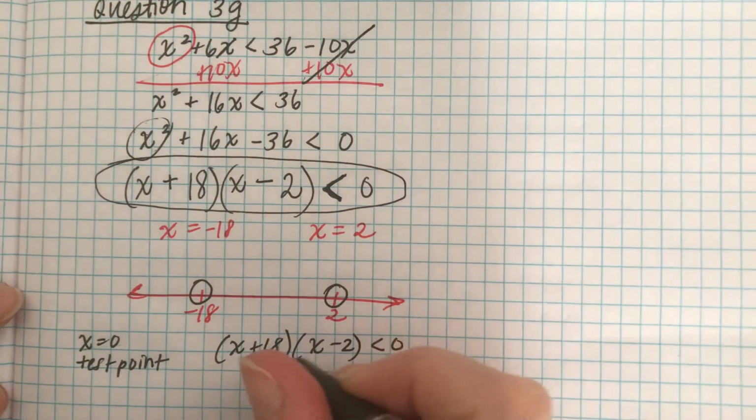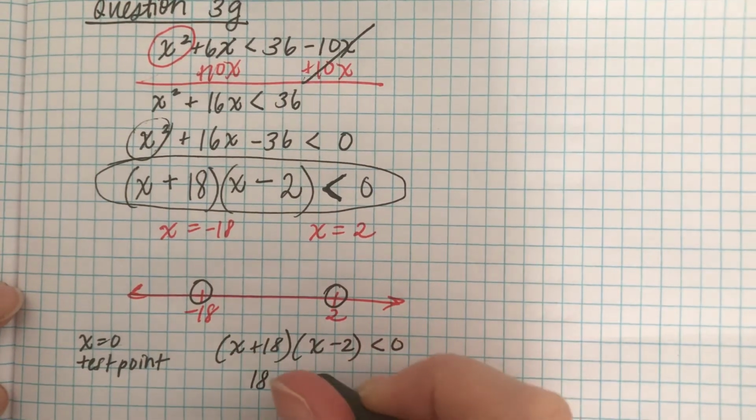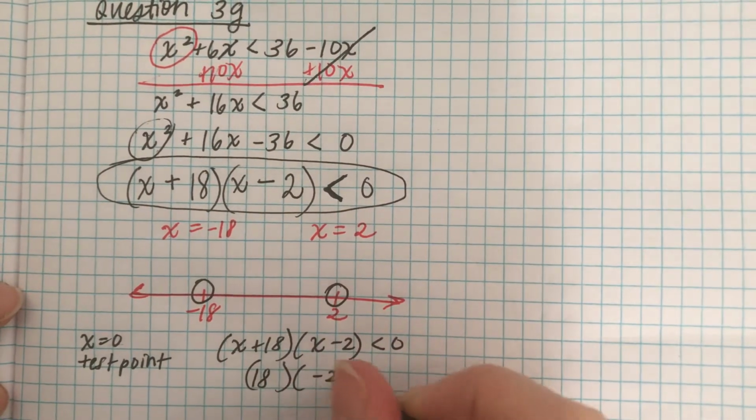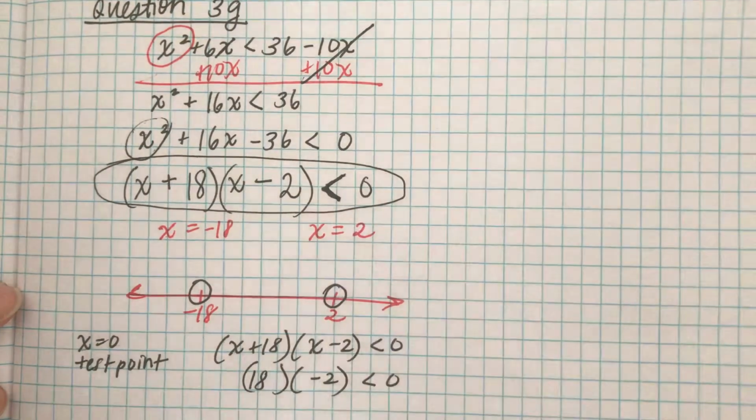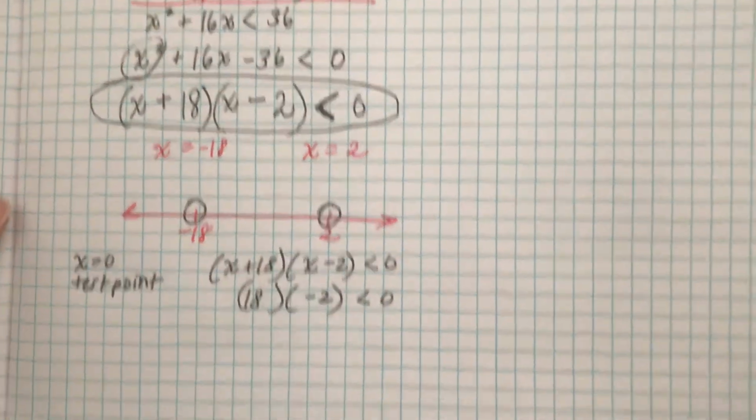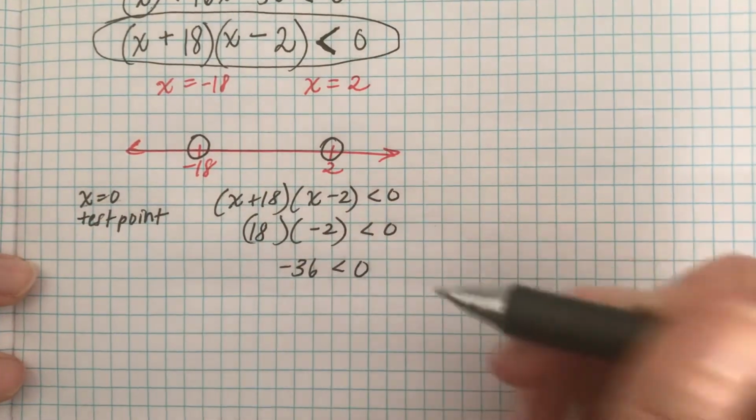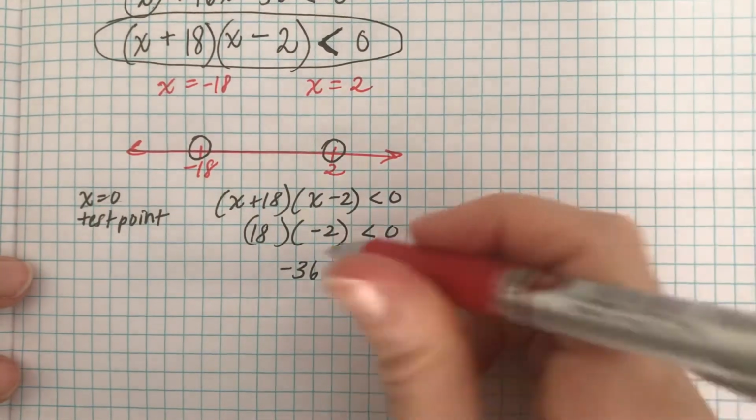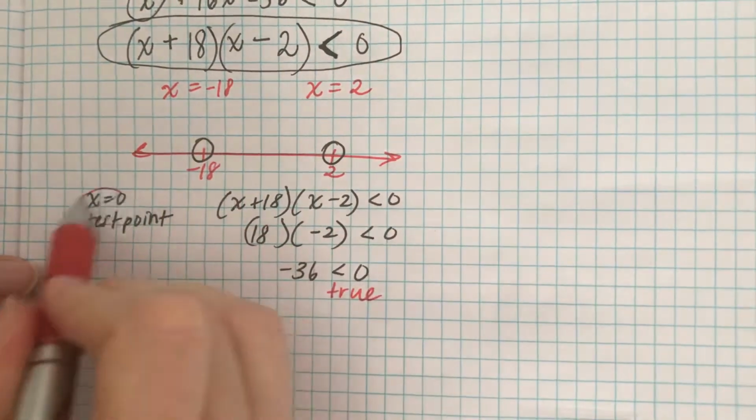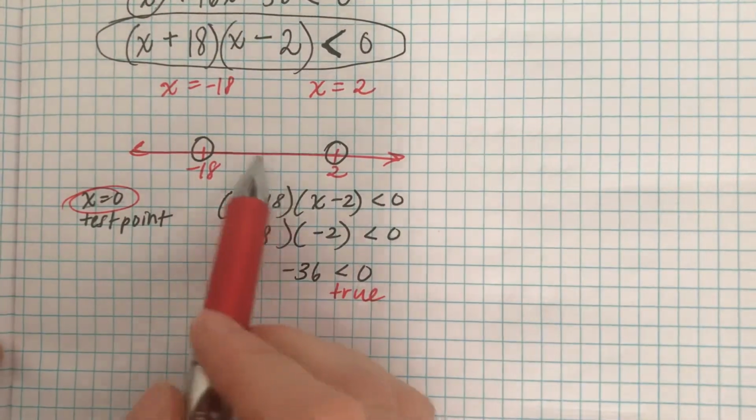So I have 0 plus 18 gives me 18, and then 0 take away 2 is minus 2, and I want to see is that less than 0. Basically, I'm just testing, is this true or is this false? So I have negative 36 less than 0. Is that true or false? That is true. So that means wherever x is 0, I need to shade in this number line.